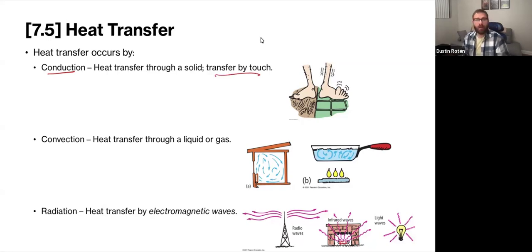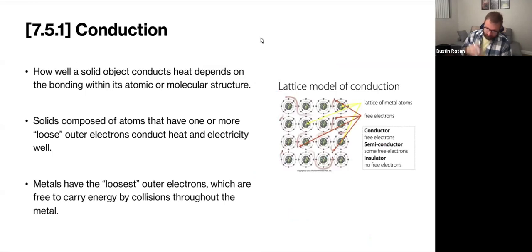We have convection, which is specific to heat transfer through liquids or gases. Then we also have heating by radiation. And this is done by electromagnetic waves. And we'll talk about the electromagnetic spectrum a little bit as well. So let's start with conduction.